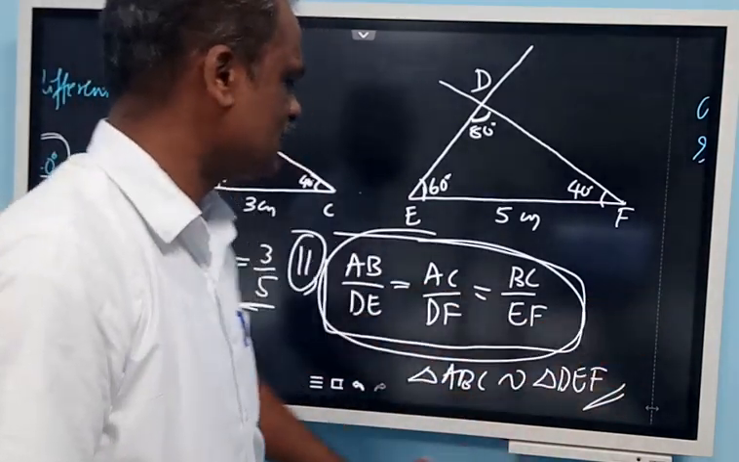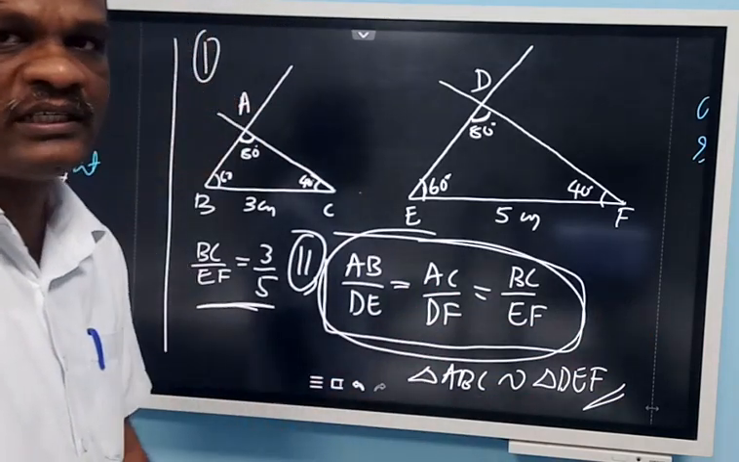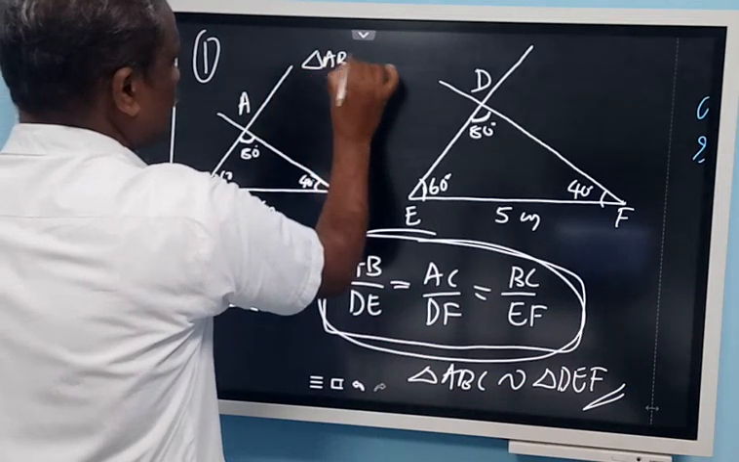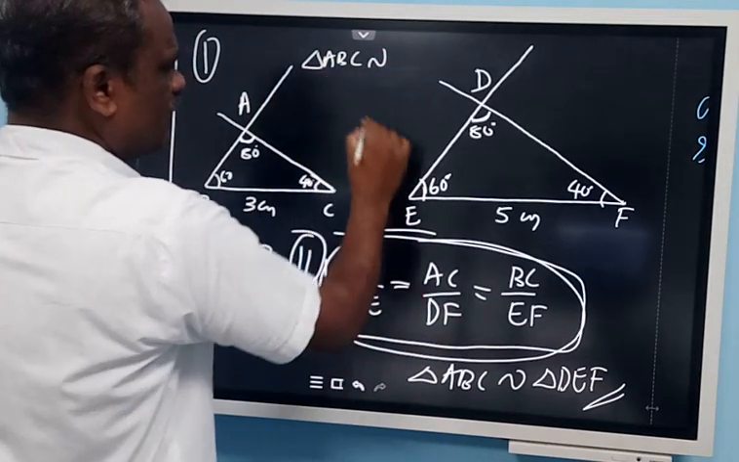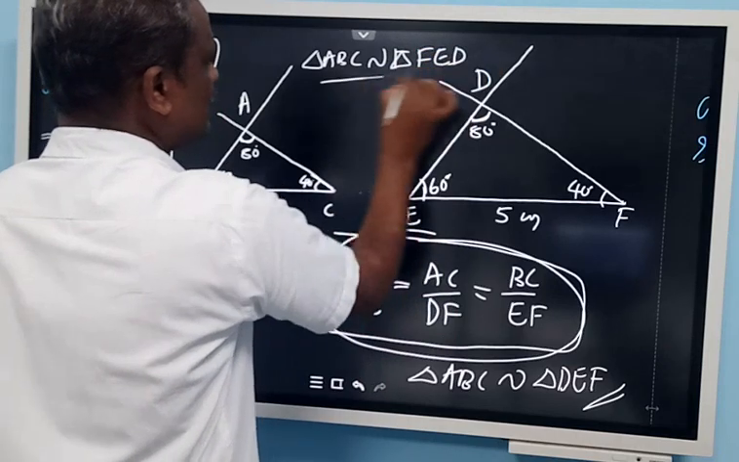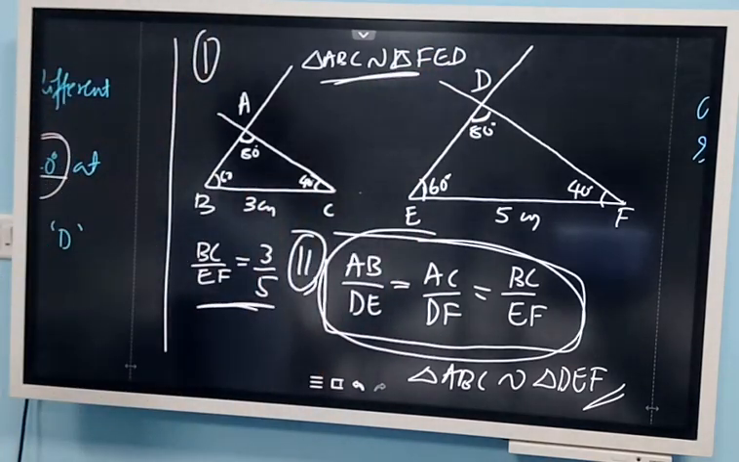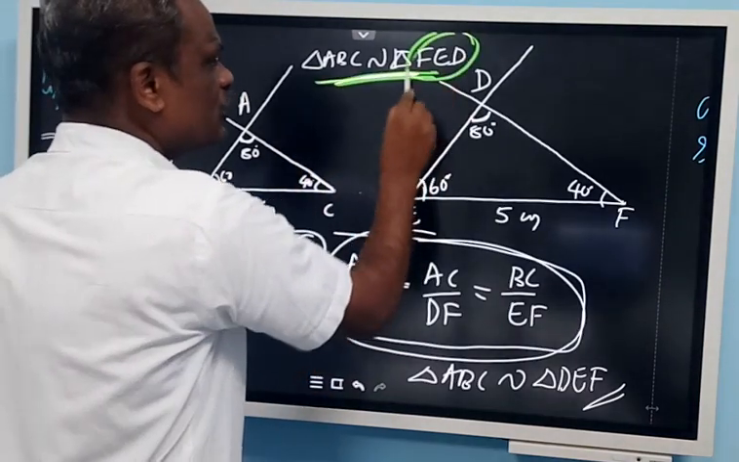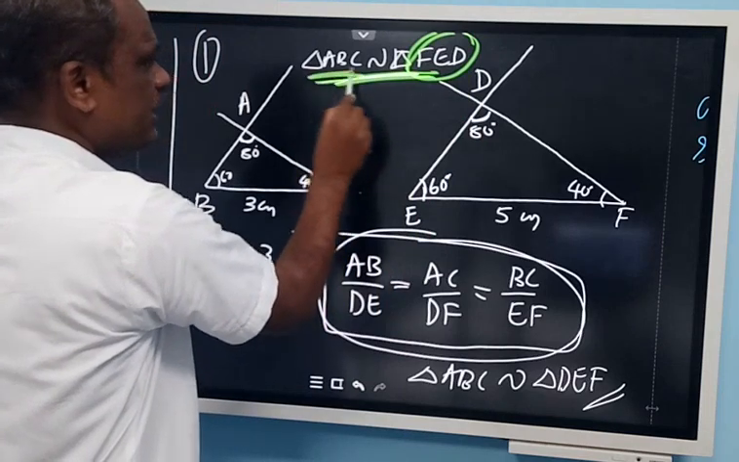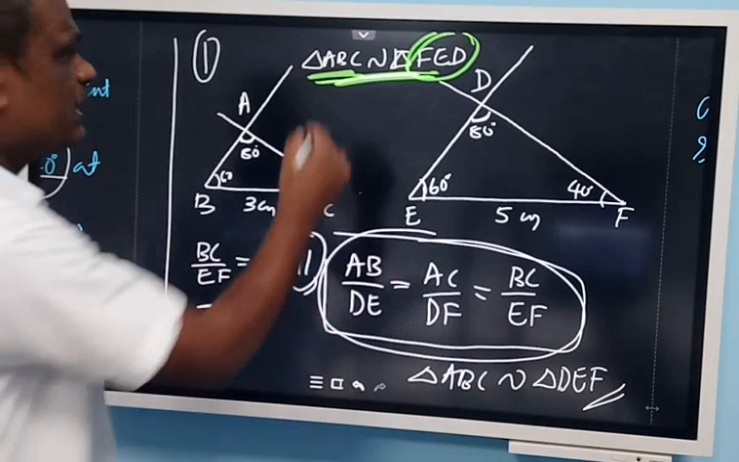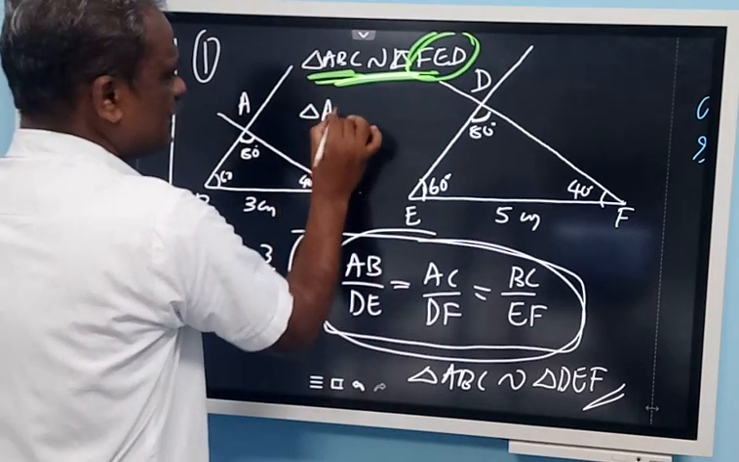Suppose two triangles are similar, we write like this: ABC similar to DEF. Instead of writing this, can I write triangle FED? ABC similar to FED. Is it possible to write like this? No, because it should be in the same order. How you are writing ABC, the corresponding parts should be in the same order.